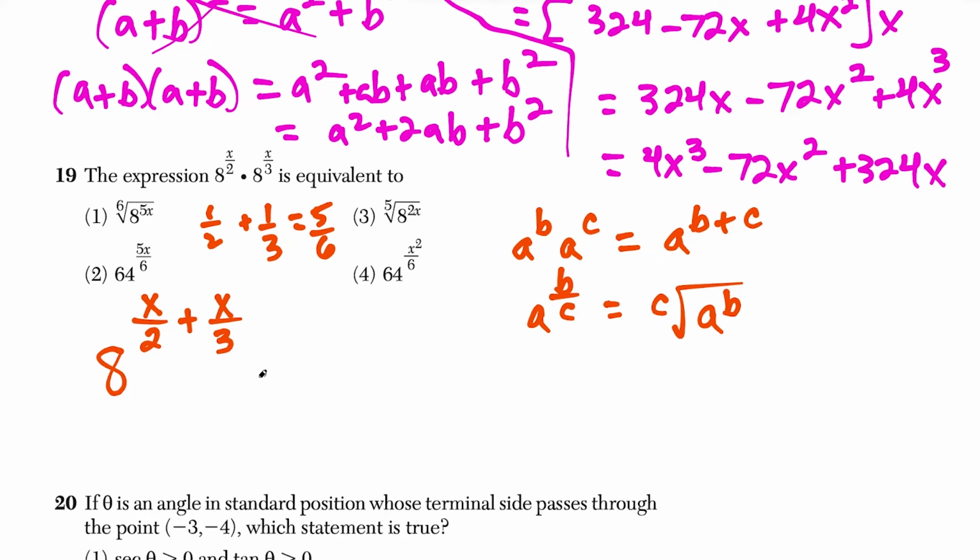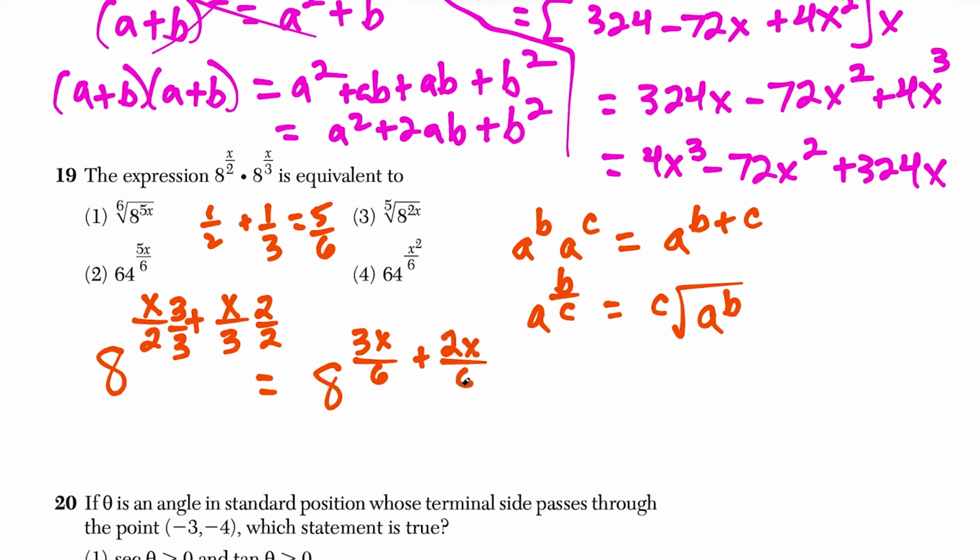But if you want to do this by hand, what we would do is find common denominators. So this first fraction, the x over 2, I would multiply by 3 over 3. And this one I multiply by 2 over 2. And then the result, we're going to have 8 to the x times 3 is 3x over 6 plus x times 2 is 2x over 3 times 2 is 6. And now I could add these because they have common denominators. So I have 8 to the 3x plus 2x is 5x, and we're over 6.